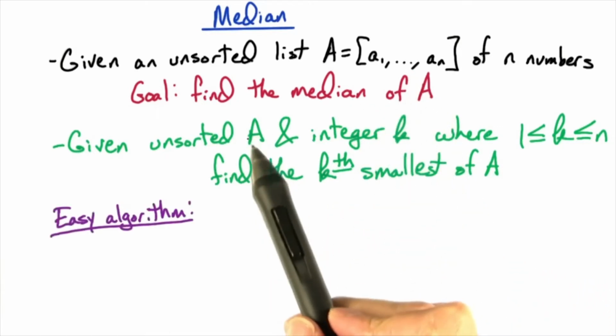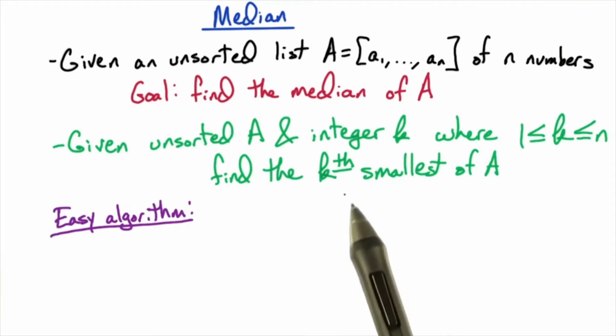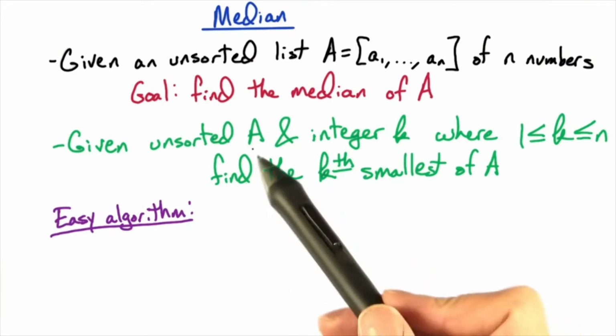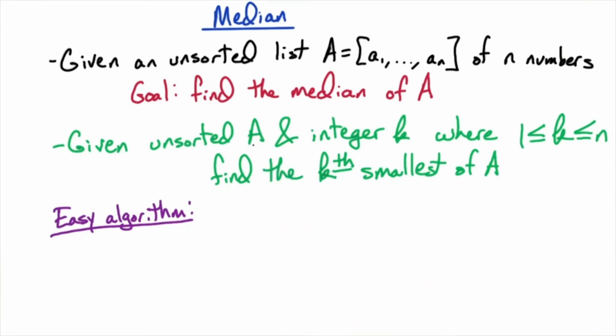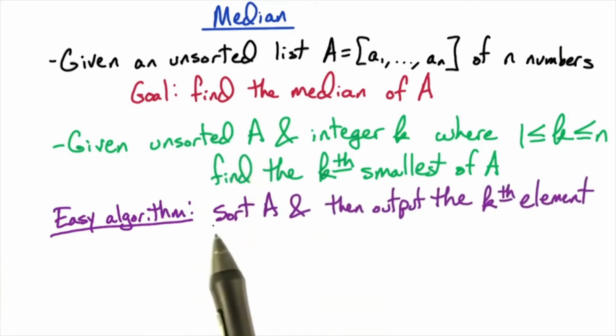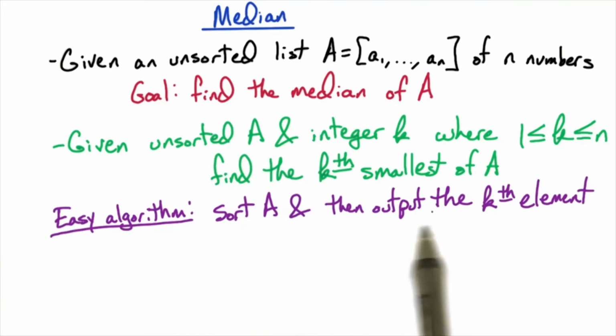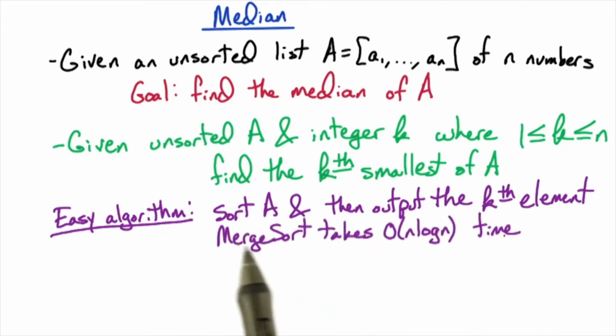Now if A happens to be sorted, then it's easy to find the k-th smallest. We just output the k-th element of the sorted list. So that gives us a very trivial algorithm for solving this problem. Given an arbitrary A, we simply sort A, and then we output the k-th element of this sorted list. How long does this algorithm take? Well, merge sort, or several other algorithms, take order n log n time to sort A. So the total runtime of this algorithm will be order n log n.